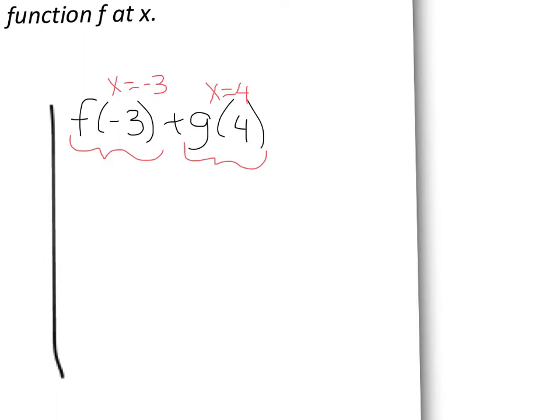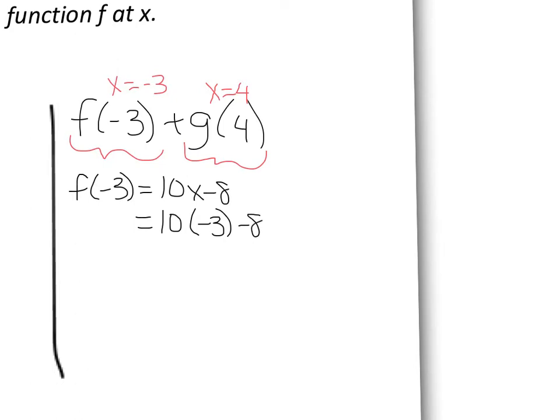So let's look at function f, and I'm finding f of negative 3. So function f was 10x minus 8. So I want to know the value of function f when x is negative 3. So instead of x, I'm going to plug in negative 3. So I get negative 30 minus 8. So f of negative 3 is negative 38.